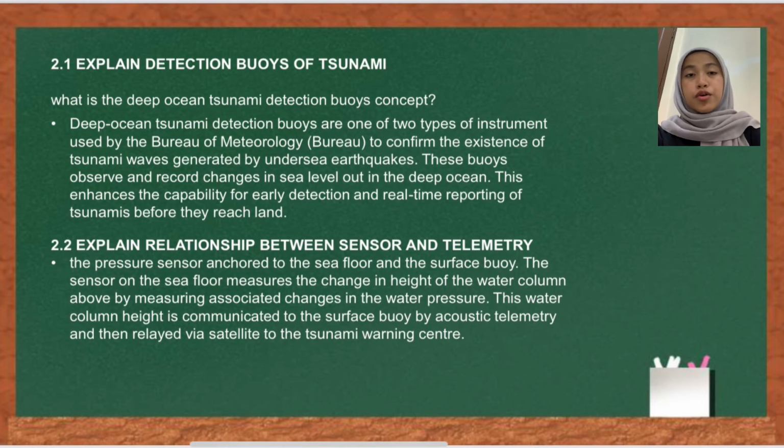Okay, number 2.2, explain relationship between sensor and telemetry. The pressure sensor is anchored to the sea floor, and there is the surface buoy. The sensor on the sea floor measures the change in height of the water column above by measuring the associated change in the water pressure. This water column height is communicated to the surface buoy by acoustic telemetry and then relayed via satellite to the tsunami warning center.